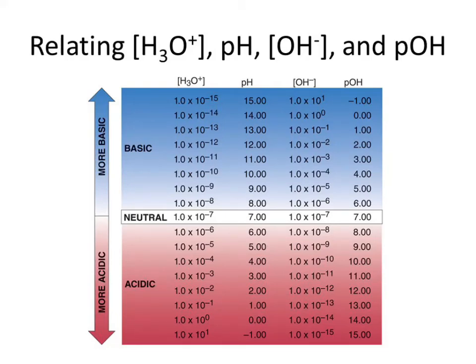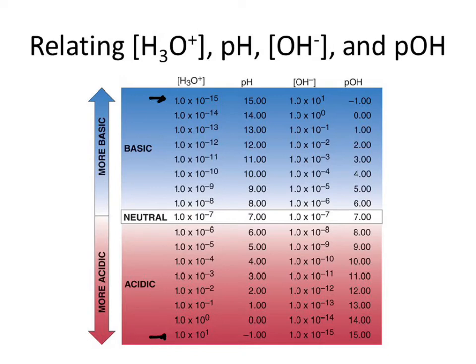All right, now let's talk about all four of these numbers: hydronium, pH, hydroxide, and pOH. So the more acidic something is, the lower the pH is, the higher the hydronium ion concentration is. The more basic something is, the higher the pH and the higher the hydroxide ion concentration is. We can go to some extremes if you look down here and look up here.